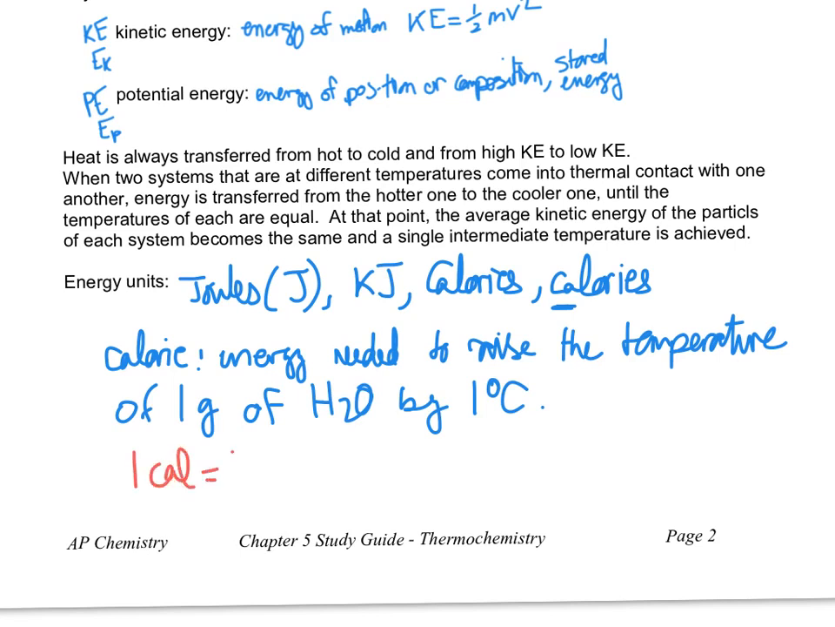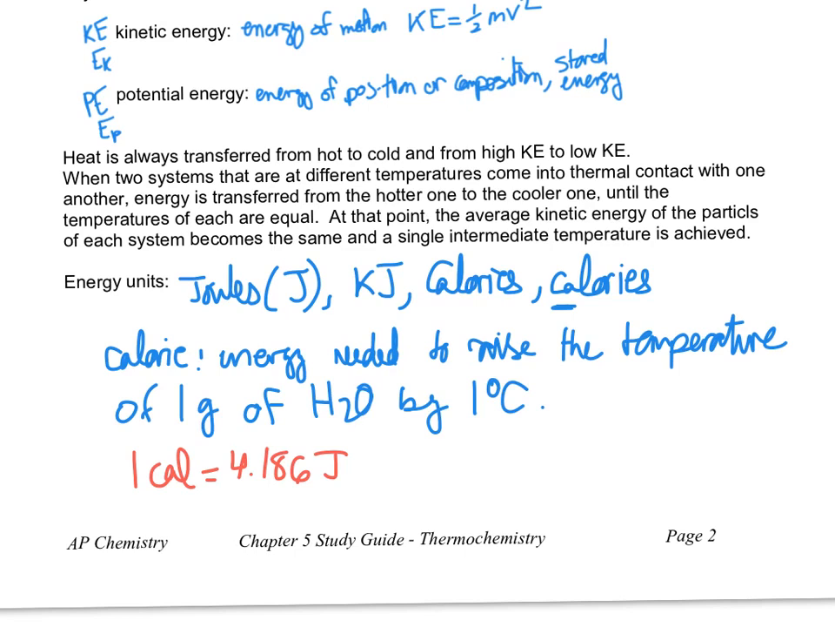So 1 little calorie is equal to 4.186 joules. You can use 4.186 or 4.184 joules, either one. And so a calorie is a little bit bigger than a joule. It's about 4 joules. So a joule is very, very small.